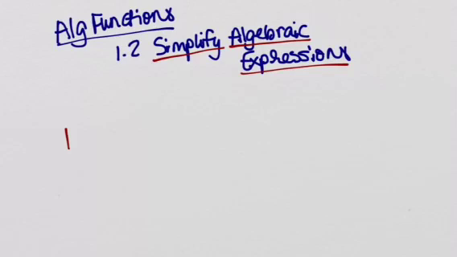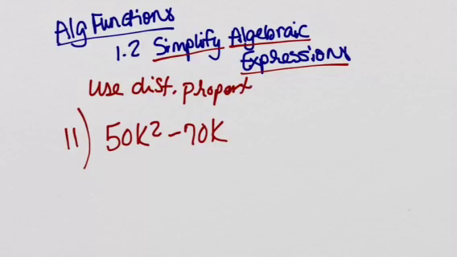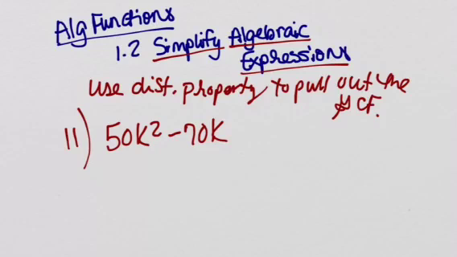Let's go ahead and do number 11 for us today. Okay, so it looks like this. Now the directions on this section say use the distributive property. Use distribution to pull out the GCF. And the GCF is the greatest common factor.